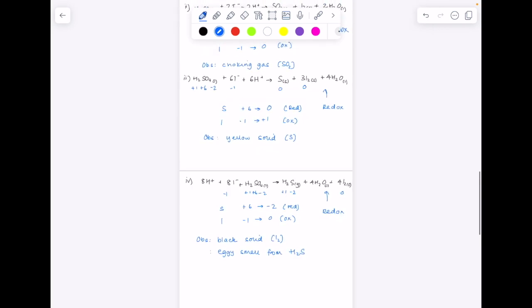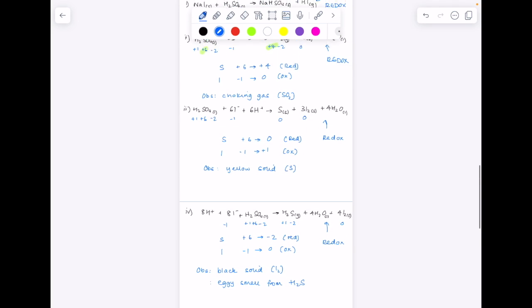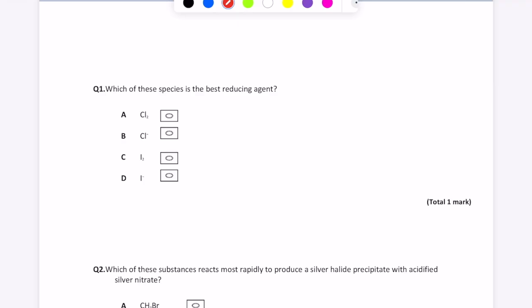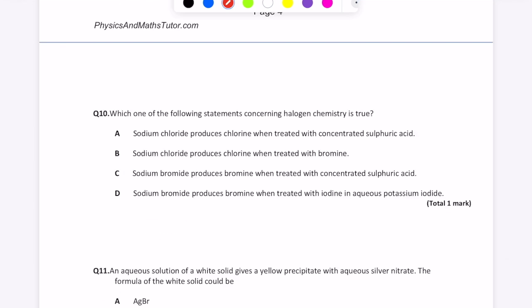And just to bear this all in mind, remember this series of equations is showing to you that as you descend group 7, those halide ions become stronger reducing agents. Question 1, which of these species is the best reducing agent? So 2 things to notice. First of all, we need a halide ion, not the halogen. And second of all, we want the element which appears lowest in group 7, so that will therefore be the iodide ion, I-.